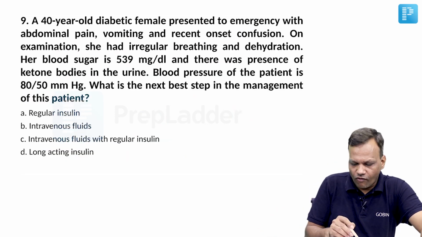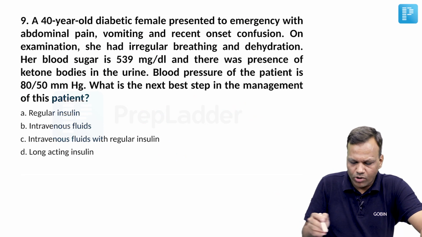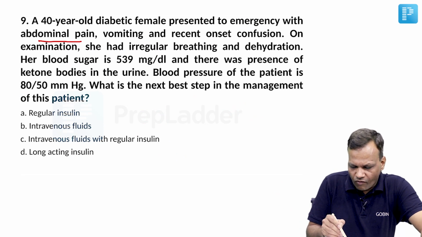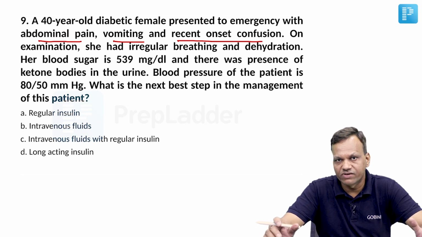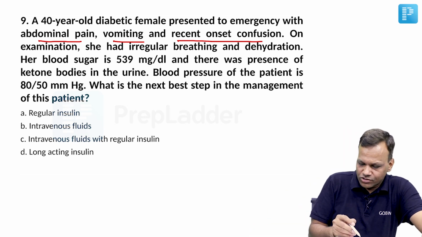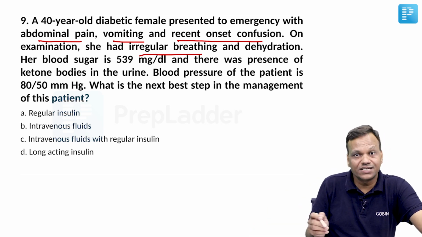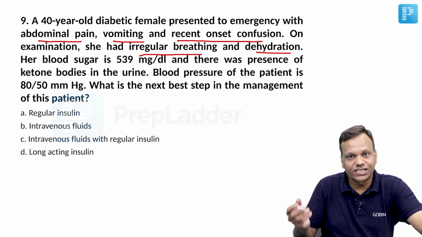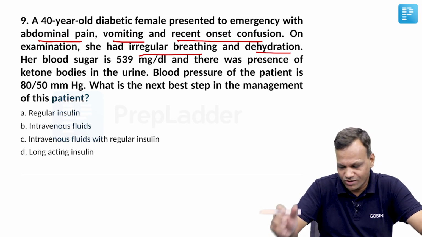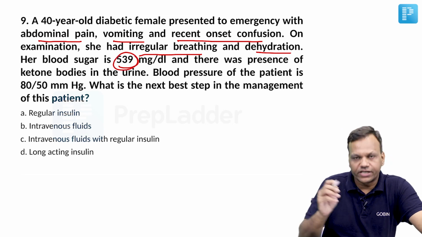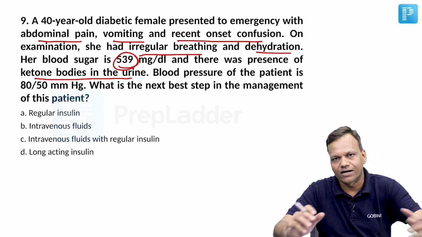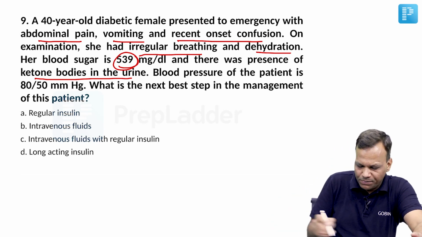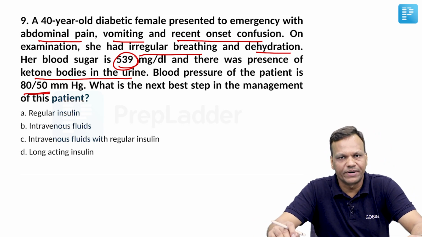Moving to the next question. A 40-year-old diabetic female presented to the emergency with abdominal pain, vomiting, and recent onset confusion. A diabetic patient coming with these symptoms, what are you thinking of? Yes, diabetic ketoacidosis. So on examination, irregular breathing is there, Kussmaul breathing, and dehydration pointing toward acidosis. Okay, blood sugar is high, 539, very high blood sugar, and there was presence of ketone bodies in the urine. So that confirms diabetic ketoacidosis. BP is low. So everything is pointing toward diabetic ketoacidosis.